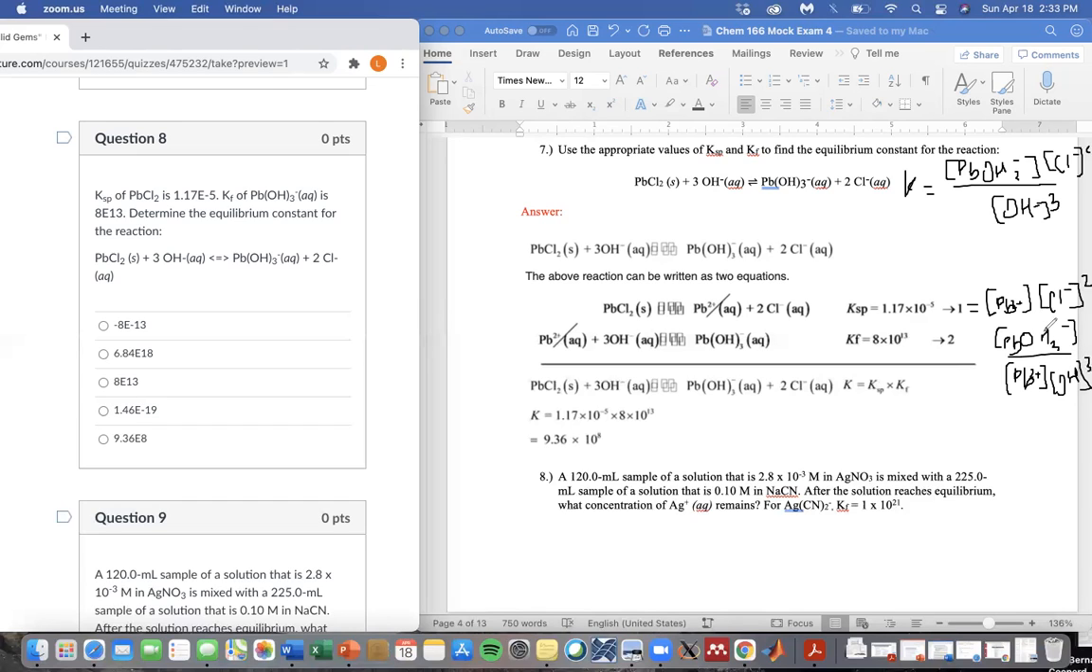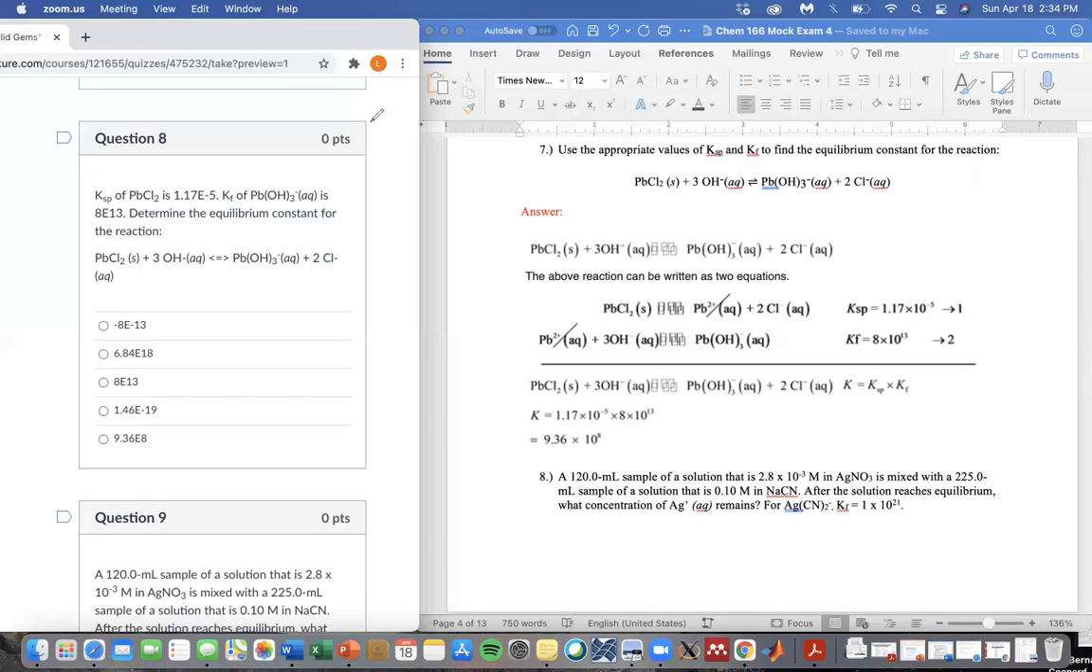So if you want to combine these two K expressions to get this K expression, you wouldn't be adding them or subtracting or dividing anything. You'd be multiplying, because if you multiply these two expressions, you get the Cl minus in the numerator, as well as the Pb(OH)3 minus. You would cancel out the Pb2 plus in the numerator with that one in the denominator, and then you'd just be left with the OH minus in the denominator. So that's why you multiply these K values together.